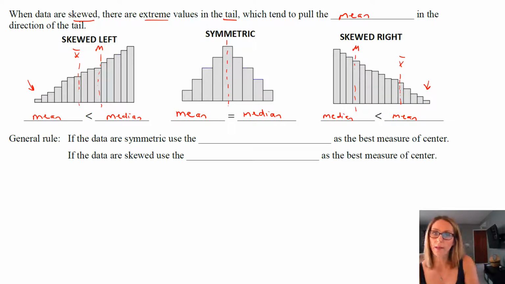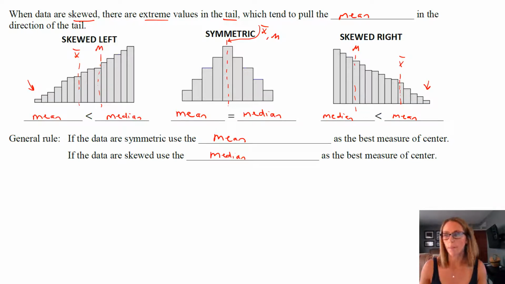But what we really like is when we have that symmetric data and the mean and the median are in the same place. Okay, so if the data are symmetric, we would typically use the mean as the best measure of center, the thing that we would say, here is the middle of the data set. But if the data is skewed, you may find that the median is actually a better measure of center. That is not uncommon.